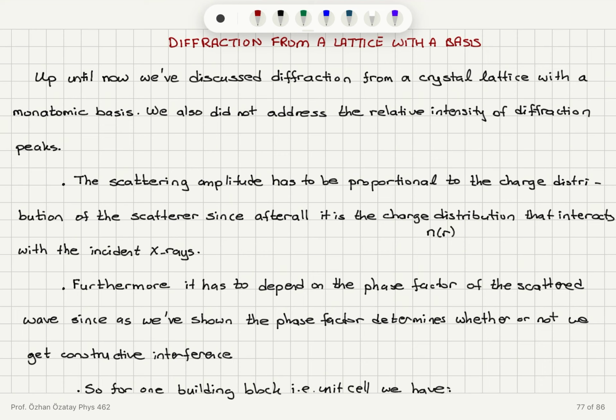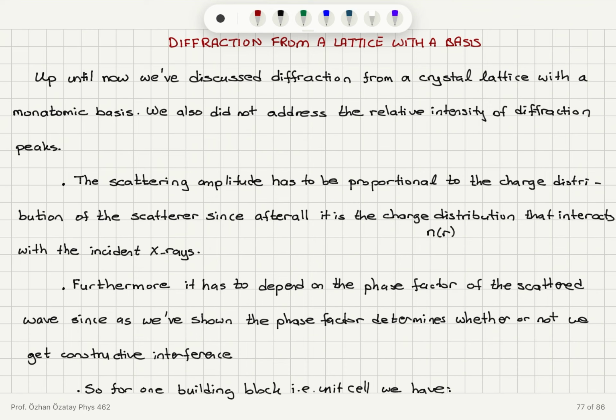We have seen that this diffraction condition is equivalent to the so-called von Laue diffraction condition, which states that the diffraction condition is satisfied if the change in the wave vector between the scattered and the incident wave vector is a reciprocal lattice vector. This condition is the von Laue diffraction condition.